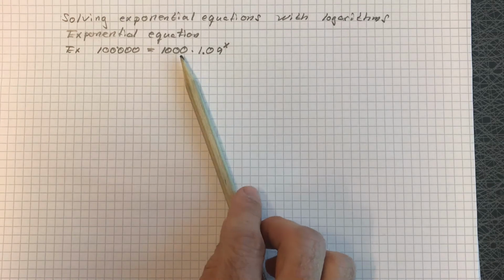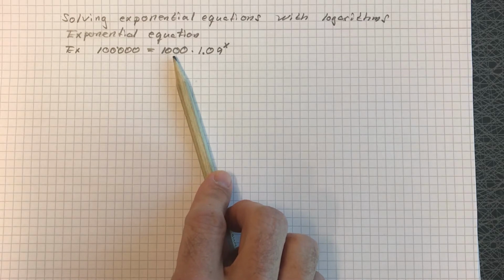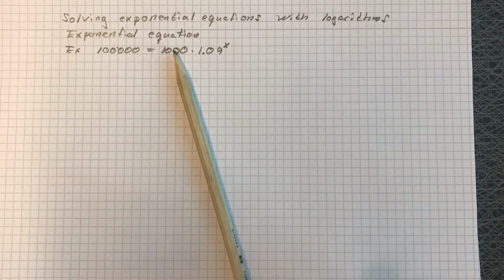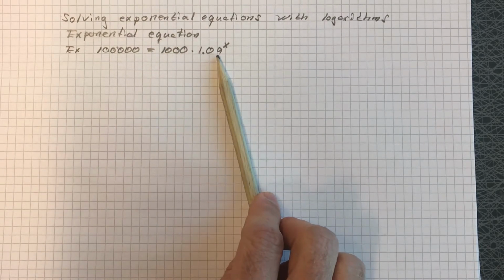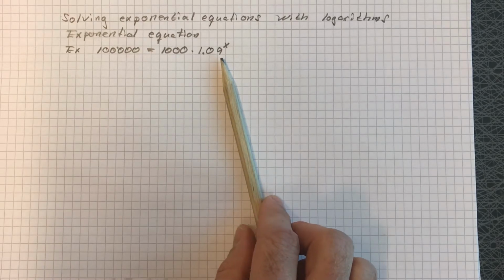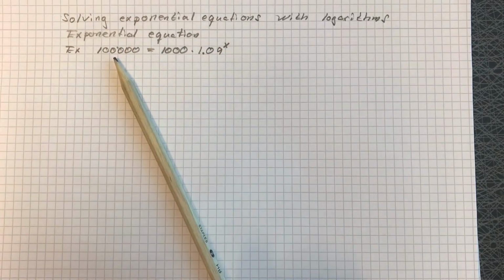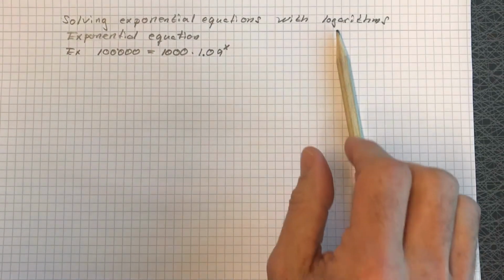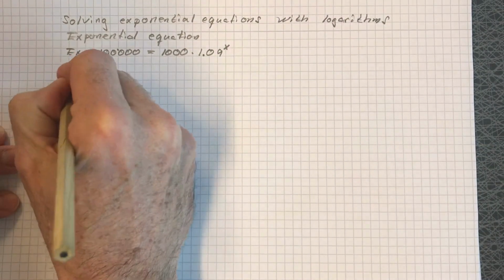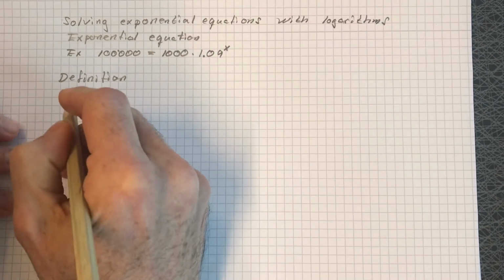Could also be so that you have 1,000 persons who are infected by a virus. And you know that every day they infect 9% more. How many days do you have to wait until we have 100,000 infected people? So, I will show you how you solve these kinds of equations with logarithms. So, we need a definition. Definition. And it looks like this.